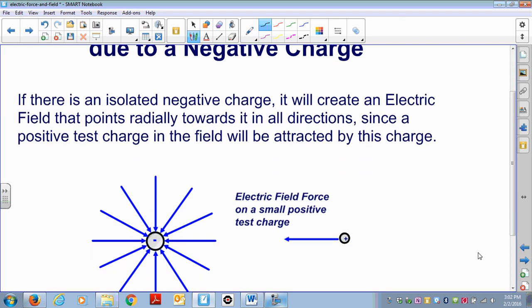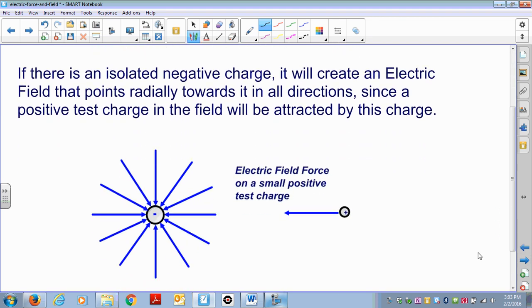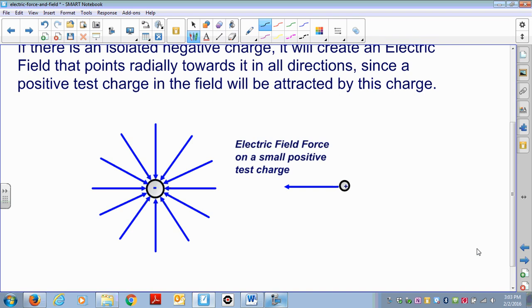If there is an isolated negative charge, it will create an electric field that points radially towards it in all directions, since a positive charge in the field will be attracted to this charge. So here we have a negative charge, here we have a positive charge. The positive charge will be attracted to the negative charge, and therefore that is the direction of the electric field.